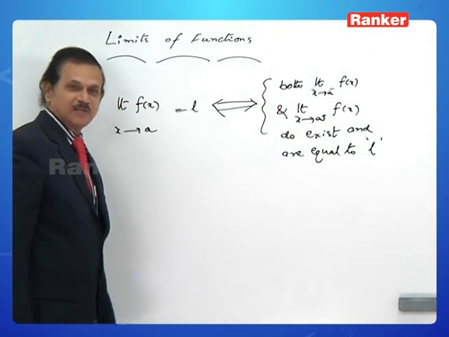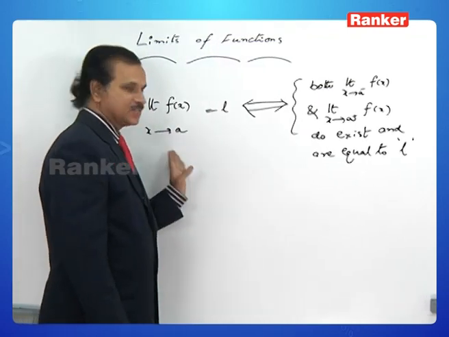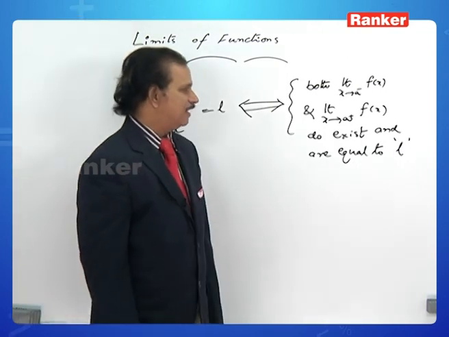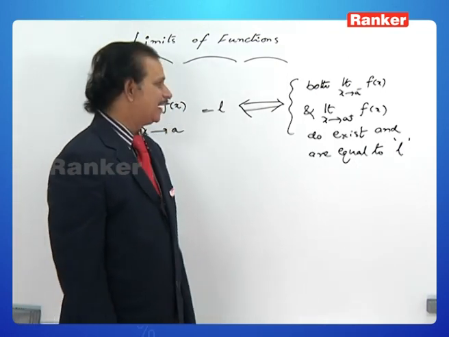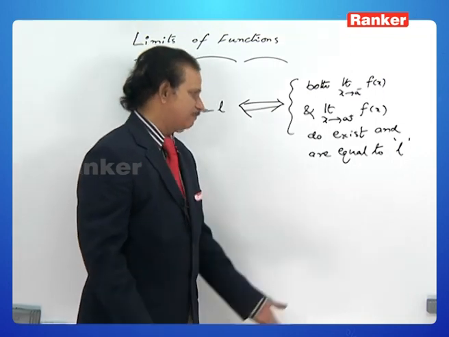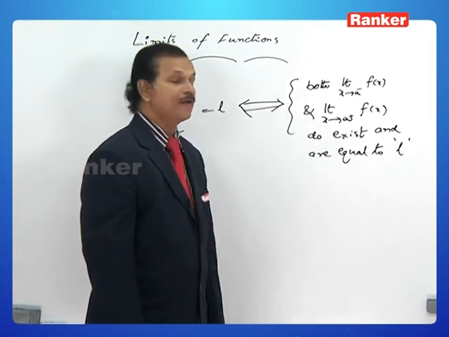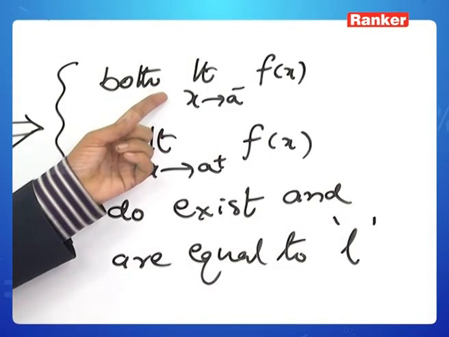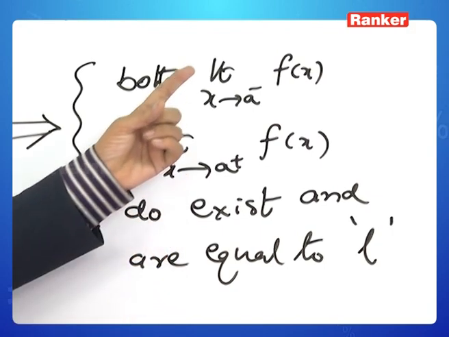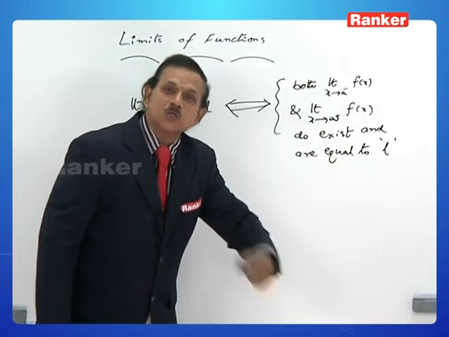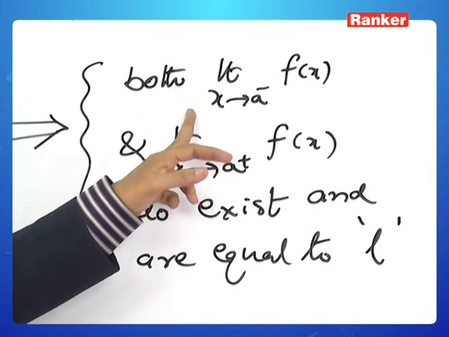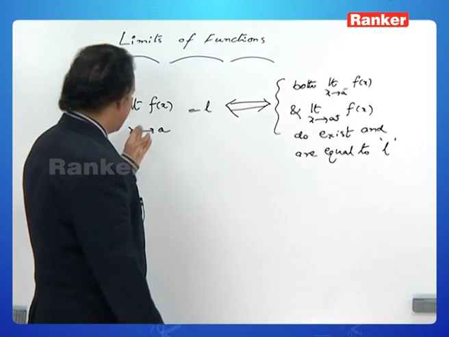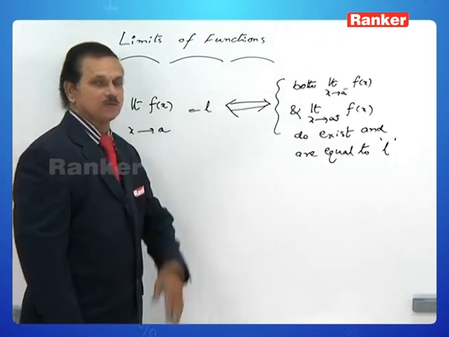Observe the sentence very carefully. Limit of f of x as x tends to a is equal to L if and only if both the limit of f of x as x tends to a from left and limit of f of x as x tends to a from right do exist and are equal to L. That is, this must exist, this must exist, these two must be equal and equal to L. Then only we say that limit of f of x as x tends to a is equal to L.